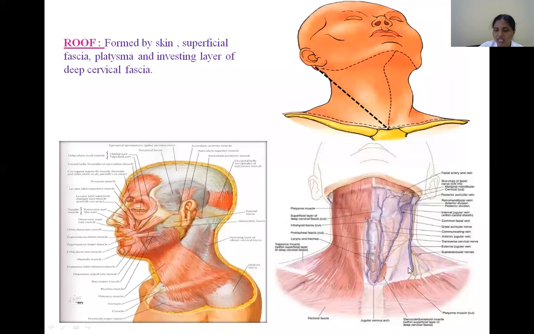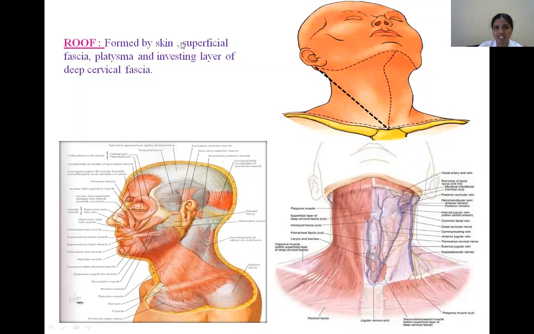And all these are cutaneous nerves. One can tell that cutaneous nerves, like all these structures, must be in the superficial fascia, right? So all these are superficial cutaneous nerves. These nerves are derived from the cervical plexus. We'll see what this cervical plexus is, right? So what is the roof of the posterior triangle?